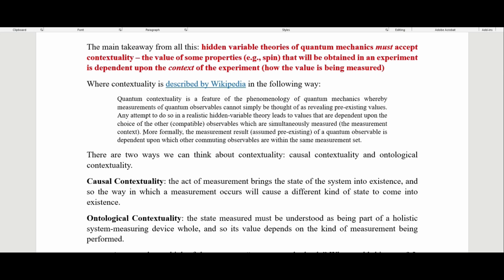So the measurement context. More formally, the measurement result assumed pre-existing of a quantum observable is dependent upon which other commuting observables are within the same measurement set. So kind of that thing I was talking about earlier, where we measure the spin of a particle using its position in a Stern-Gerlach experiment. And so it has to be commuting with that position operator for it.